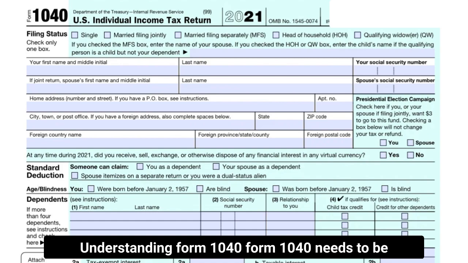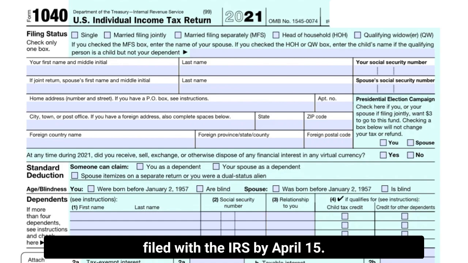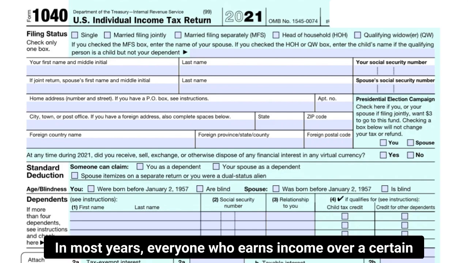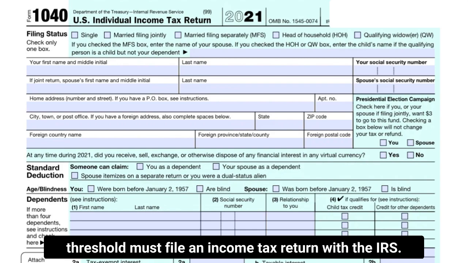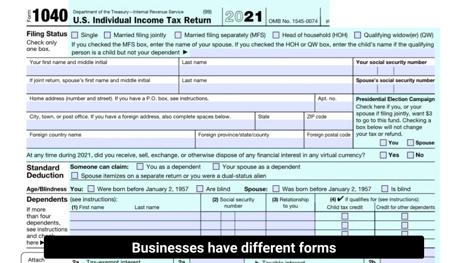Understanding Form 1040. Form 1040 needs to be filed with the IRS by April 15th in most years. Everyone who earns income over a certain threshold must file an income tax return with the IRS. Businesses have different forms to report their profits.